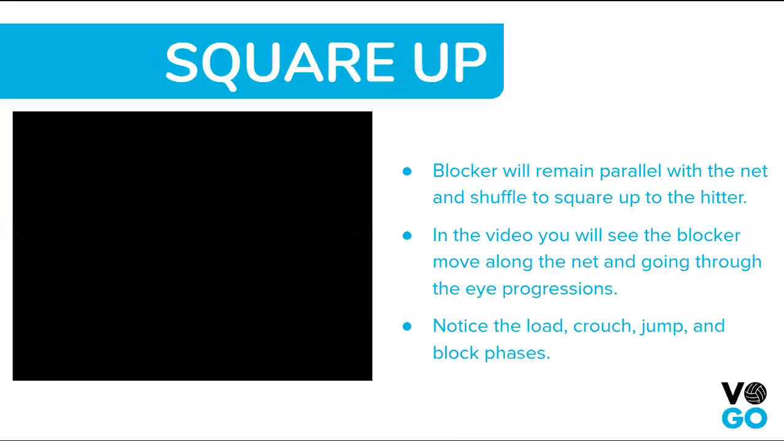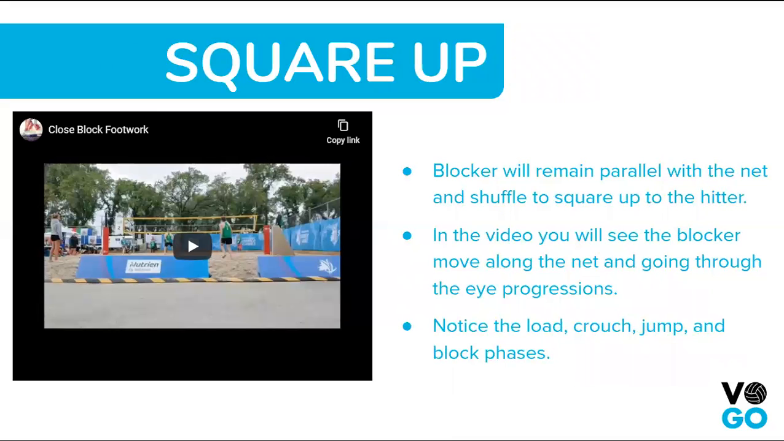So first we'll talk about that square up. That's that first picture we saw where both feet are square to the net, your shoulders are square to the net, and we're making that T shape with our feet the whole time. So if the ball is going left or going right, what we're doing is shuffling left or shuffling right in order to stay with our hitter.